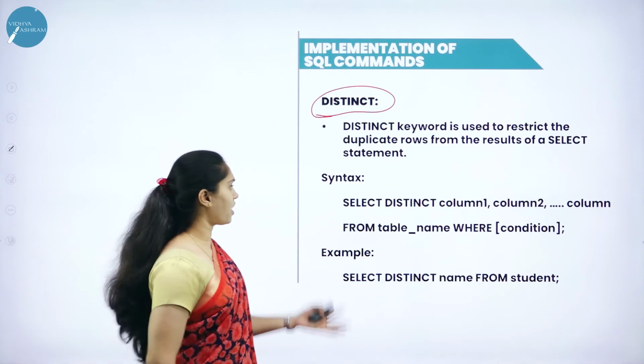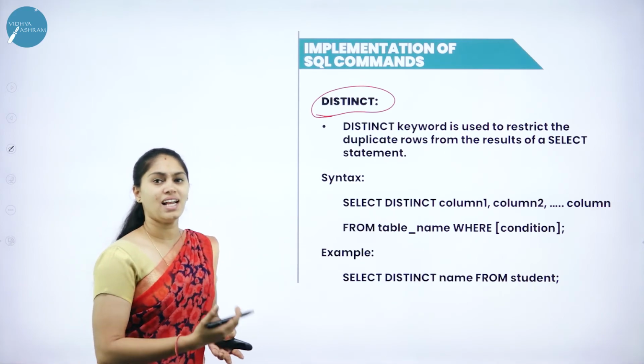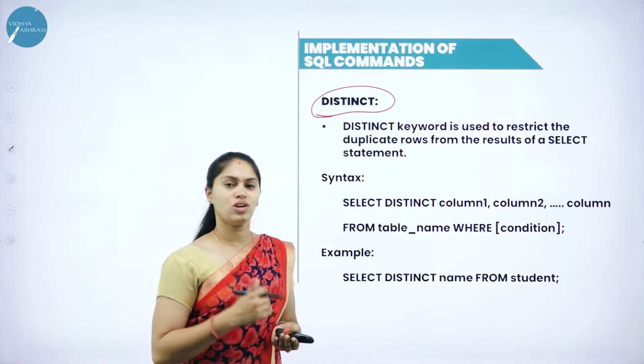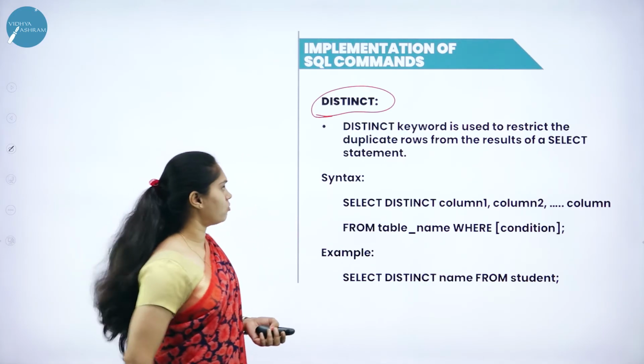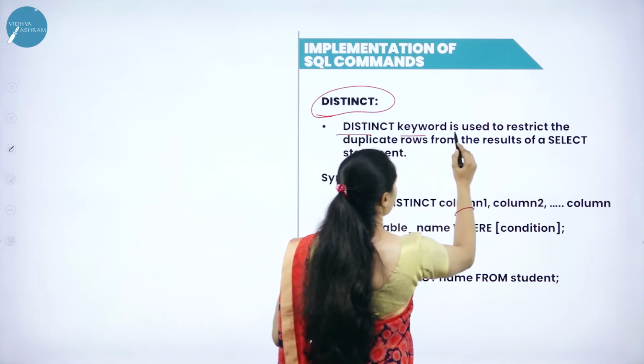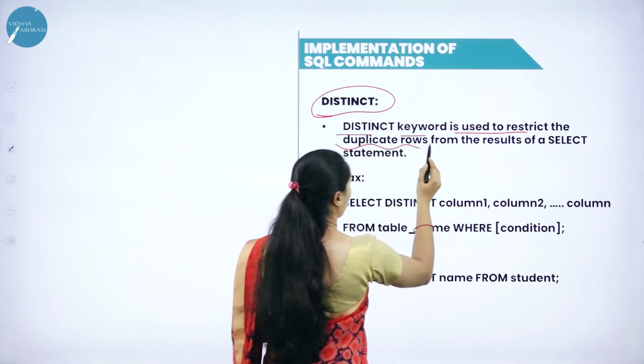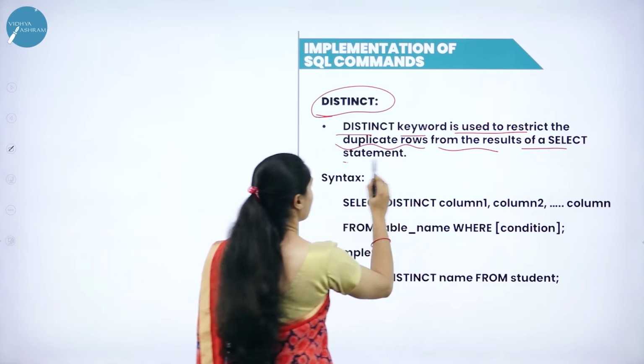So for that purpose, we are going with this DISTINCT. Mainly it is meant to remove the redundancy. So it will remove the duplicate values and will have only unique values. So this DISTINCT keyword is used to restrict the duplicate rows from the results of a SELECT statement.